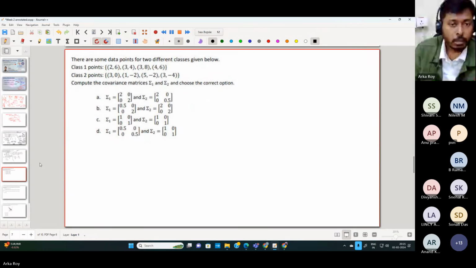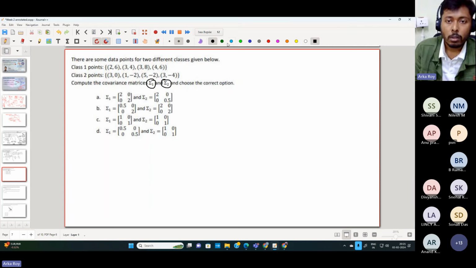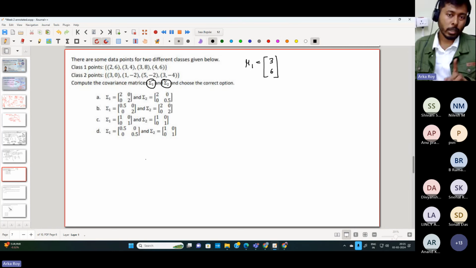Okay. So the next question is a continuation of that. You have the same data points. You need to evaluate sigma 1, that means the covariance of class 1 and the covariance of class 2. So for covariance, I need to have the mean values. In the first case, 3, 6 was the mean. So I will do it for one class. This is pretty straightforward. You can similarly do it for class 2. I hope it will not be an issue.